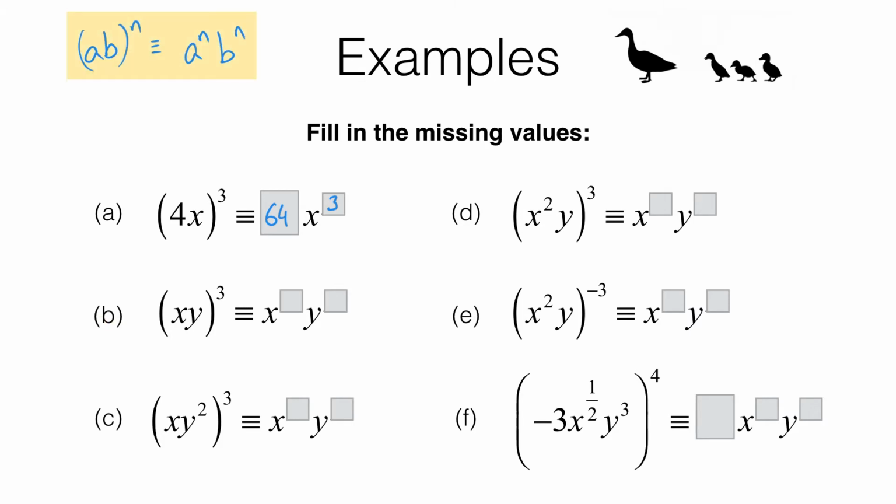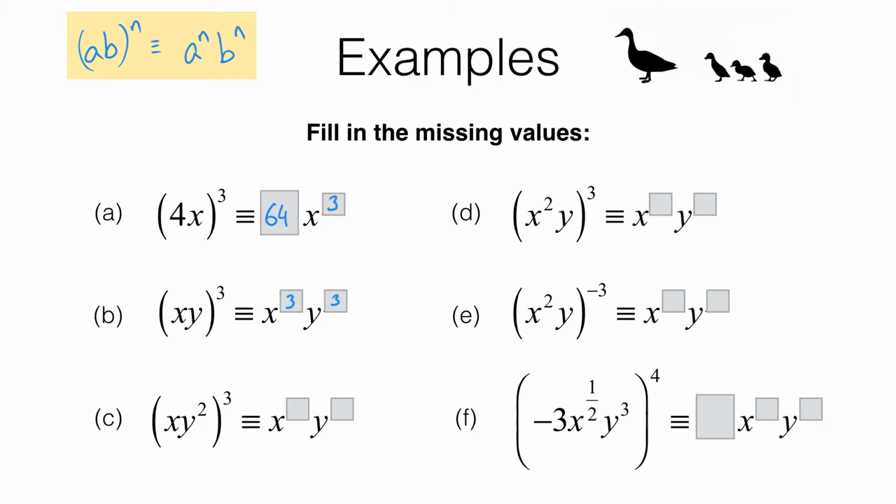Let's look at question B. We've got xy all raised to the power of 3. Using this idea up here, we can see that we need to raise the x to the power of 3 and the y to the power of 3. So we get x cubed, y cubed. That's a quick way of getting the answer.